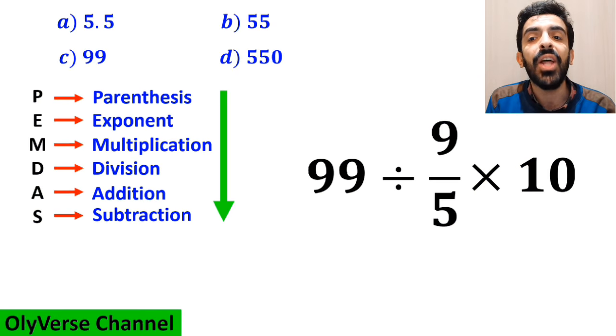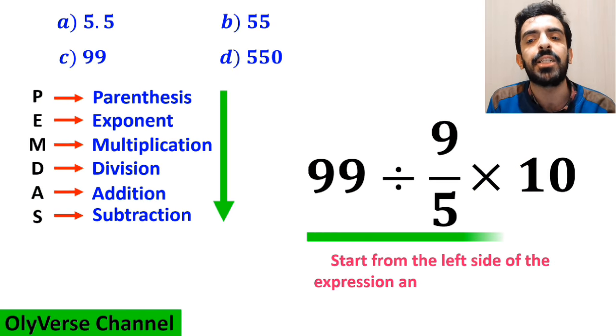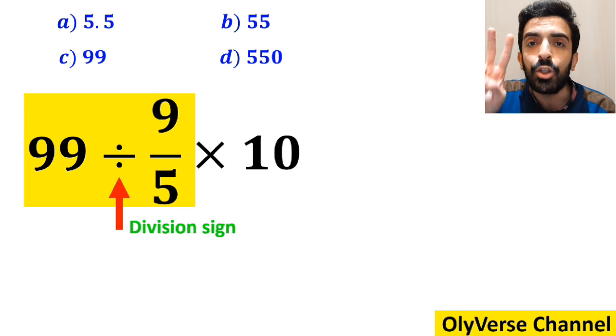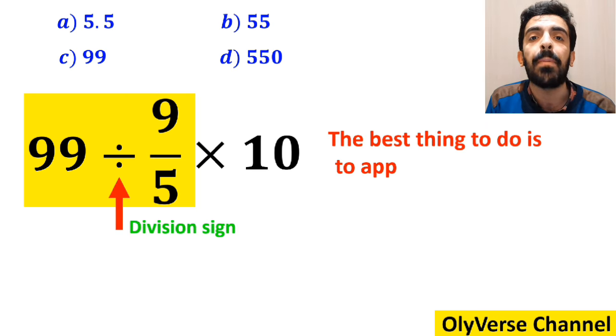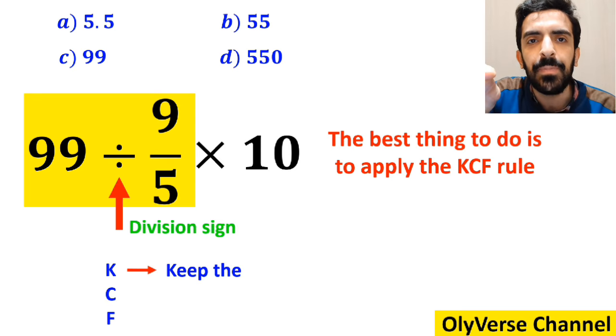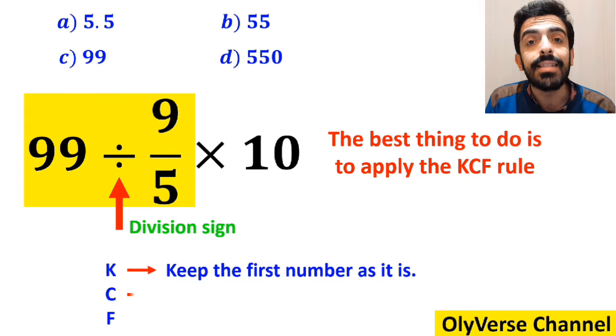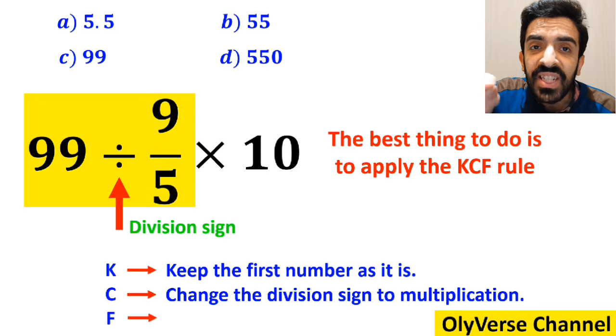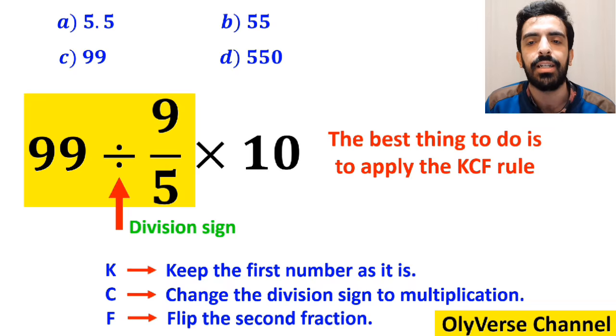In this case, the best thing to do is to start from the left side of the expression and move step by step toward the right. So, first we start with the expression 99 divided by 9/5. Whenever we come across the division sign between two terms, the best thing to do is to apply the KCF rule. In this rule, K stands for keep the first number as it is, C stands for change the division sign to multiplication, and F stands for flip the second fraction.